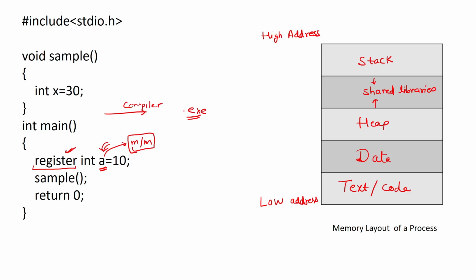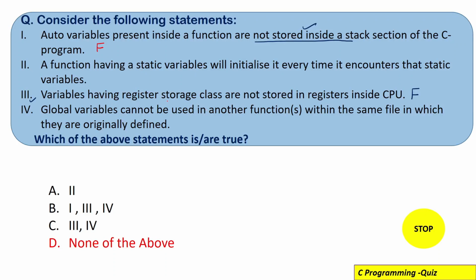So using the register keyword does not give any compulsion to the compiler to store the variable inside the register. But this statement is saying that variables with the register storage class are not stored inside the register. So this is absolutely false. They may or may not be stored inside the register. So let's see the second statement now.